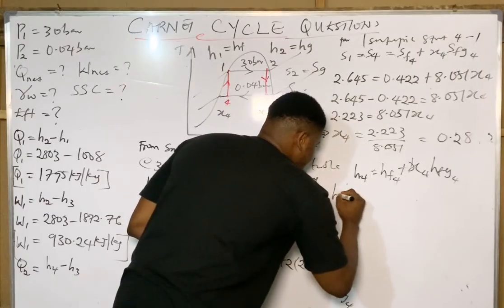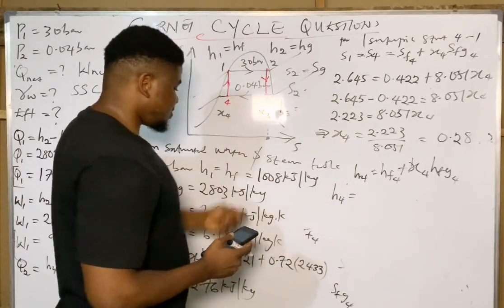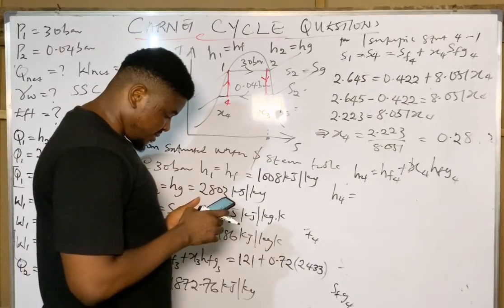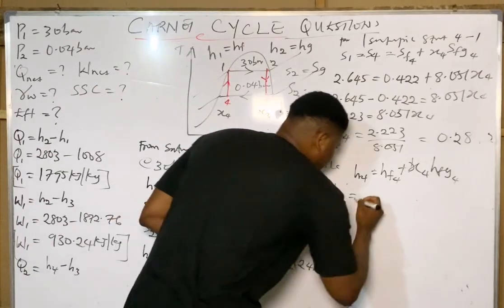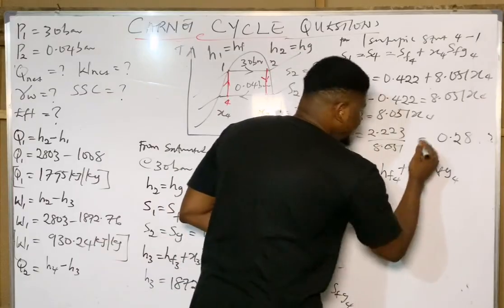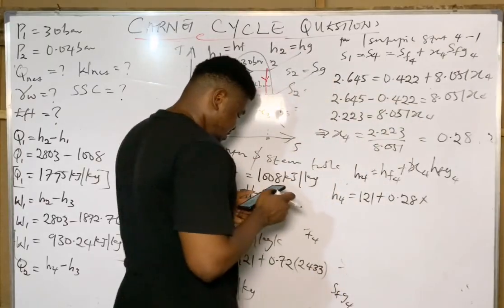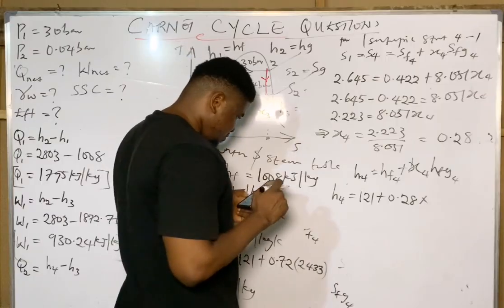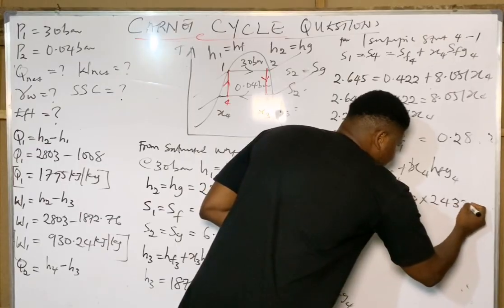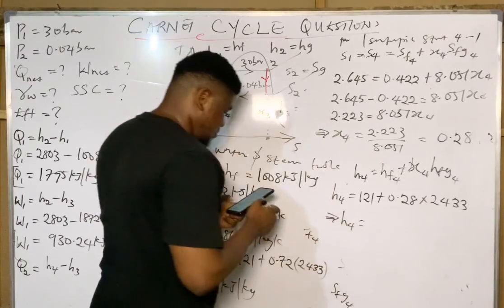So H4 is equal to HF4, which is the enthalpy at 0.04 bar. I've cleaned that, so let's look for it again. Enthalpy at 0.04 bar is 121 plus X4, which is 0.28, multiplied by HFG4. HFG4 gives us 2433. So times 2433. With this you can find H4, so let's do the maths.